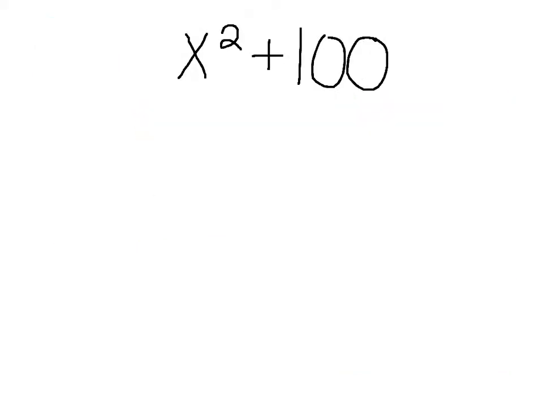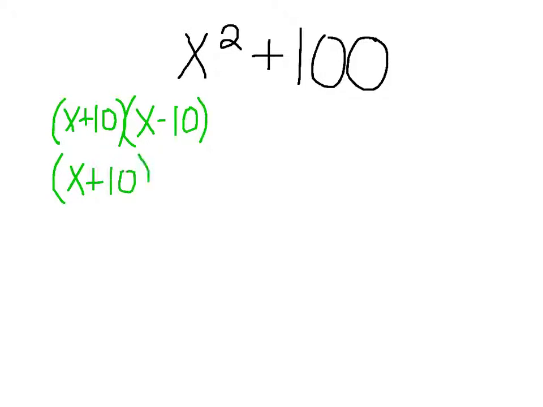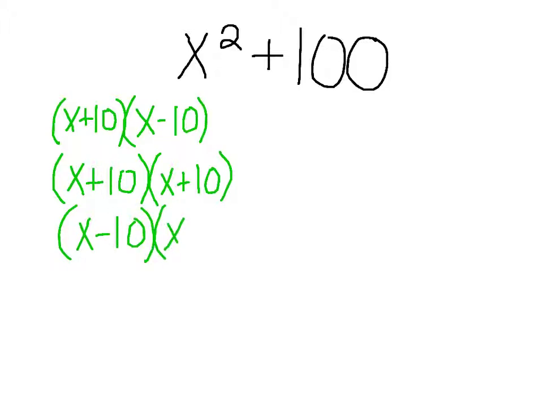All right, looking at another example, we have x squared plus 100. I want you to pause the video and see if you can answer this. All right, so some of you might have gotten x plus 10, x minus 10. Some of you might have gotten x plus 10 times x plus 10. Some of you might have gotten x minus 10 times x minus 10. It's good to see that you knew x and 10 were your a and your b.